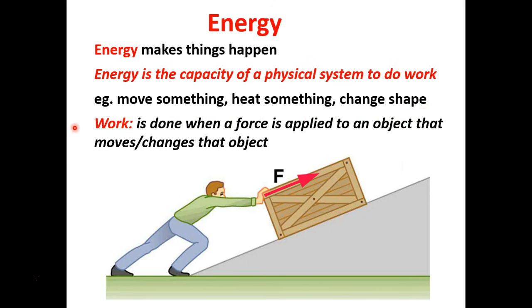So again, a slightly more technical definition of work. Work is done when a force is applied to an object, and that force moves or changes the object. So if you think back to year 7 science, when we talked about forces, which are a push or a pull, which can change the motion of an object. So this man is applying a force to the box, and he's moving it up the slope. So he's doing work because he's moved the object, and he needs energy to be able to do that work. So energy is required for work to occur.